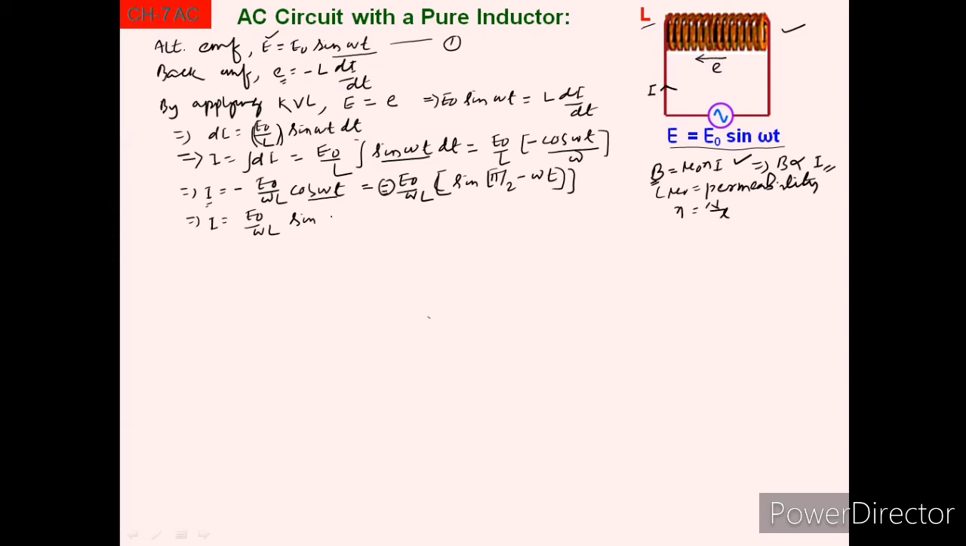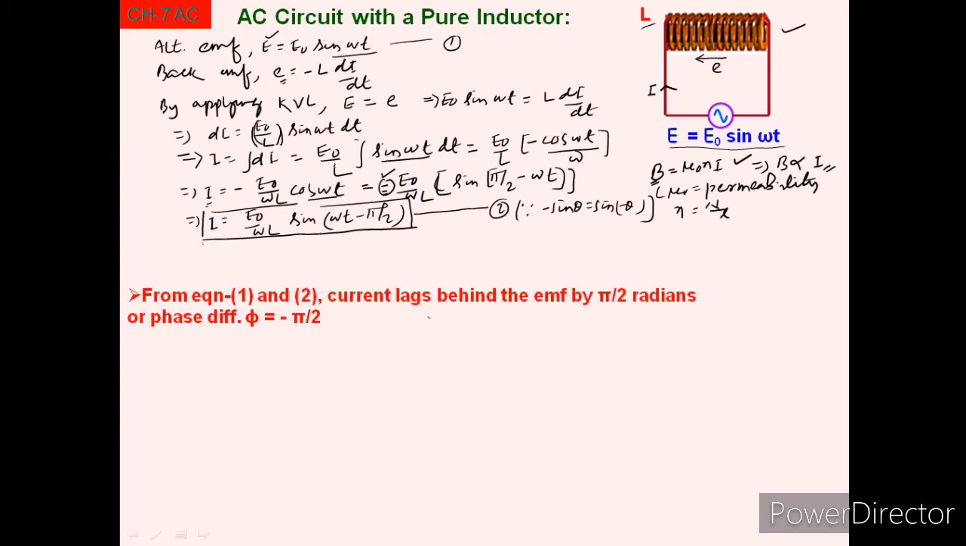sin omega t minus pi by 2, and this will be our equation 2, because we know that minus sin theta is equal to sin of minus theta. This is the expression for the alternating current that passes through the inductor.